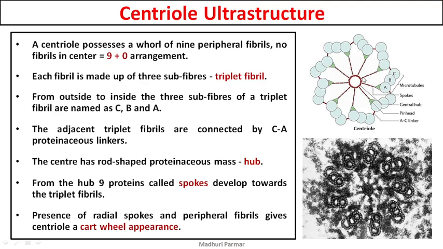This much will be clear to you. In the 9 plus 0 arrangement, there is no microtubule in the center, just the presence of some other protein, not microtubules. This hub, this center, does not have any microtubule. It is attached to the peripheral fibrils by spokes. Peripheral fibrils are triplet in nature, and the triplets are C, B and A. They are attached to each other through linkers.